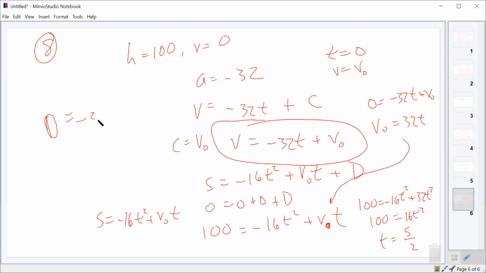0 equals negative 32 times 5 halves plus our initial velocity. Just 5 halves. This is 1/16, right? So the square root of 1/16 is 1/4. So 5 halves. And then we'll just add that over there. And what do you end up with? Looks like that comes out to be 80.